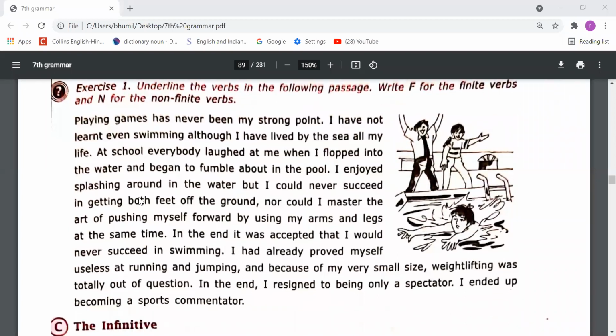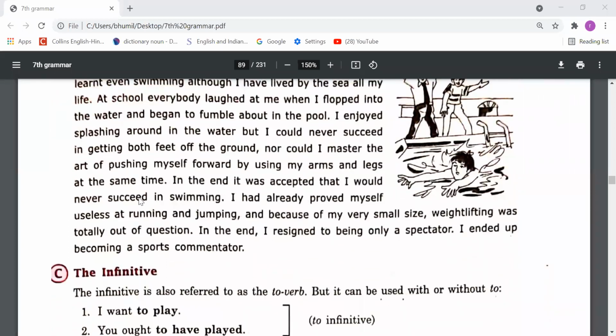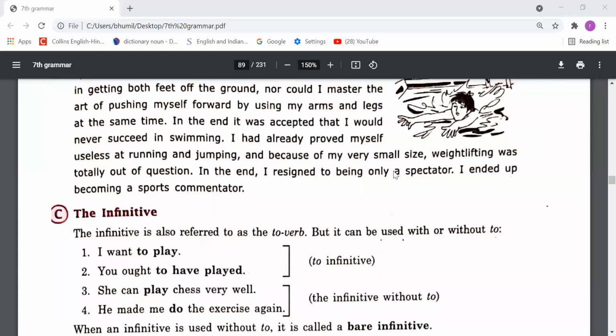क्लियर? So dear students, in this way you should try to do this exercise by yourself. Okay, first two sentences I have told you, so rest of you should do by yourself. Clear? Now let's come on the C point. Please down your hand, everyone.